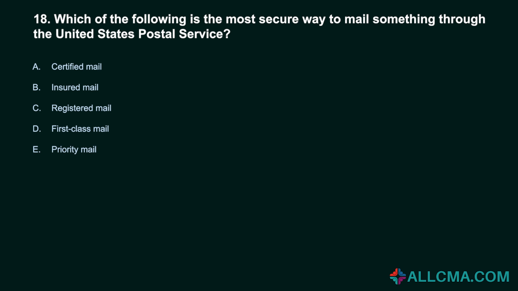18. Which of the following is the most secure way to mail something through the United States Postal Service? A. Certified mail. B. Insured mail. C. Registered mail. D. First-class mail. E. Priority mail. Correct answer, C. Registered mail.